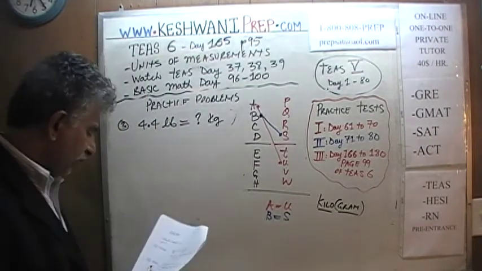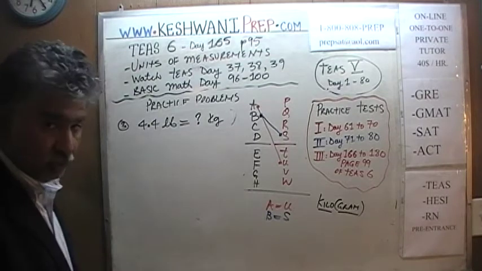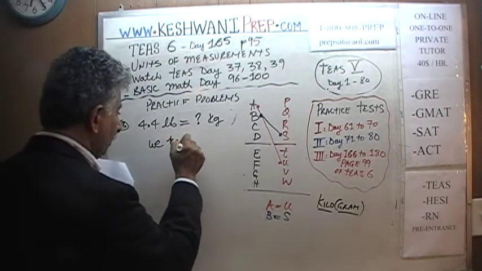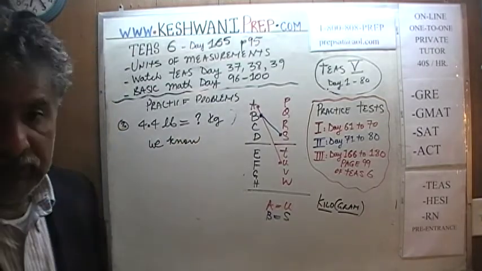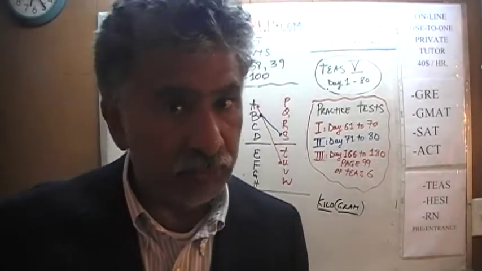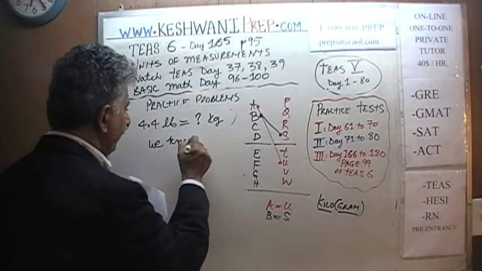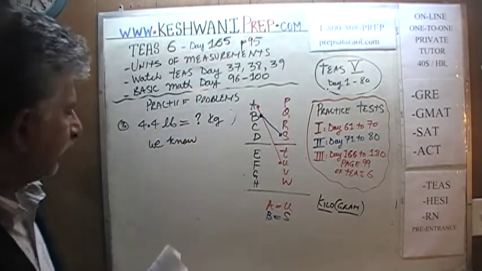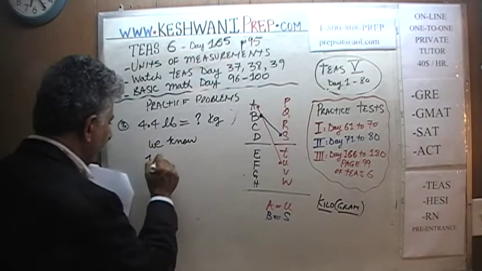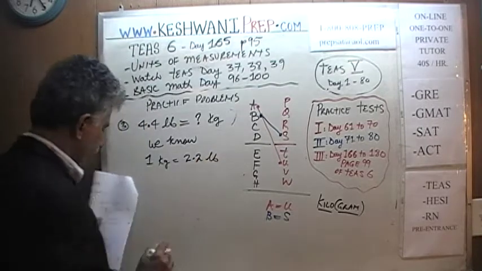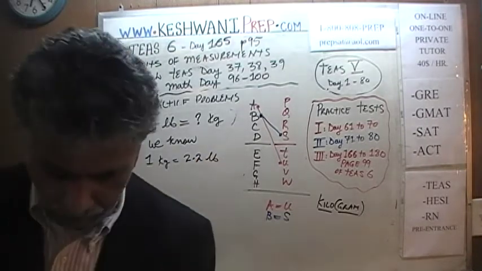Well, let's find out. What are our conversion factors? Do you know? You should know your conversion factors. We know, and whenever I say we know, believe it or not, it means exactly that. We have to know that. We must know that. If we're going to sit for the exam, this is something we must know by heart. We know that 1 kilogram makes 2.2 pounds. 2.2 pounds make 1 kilogram.